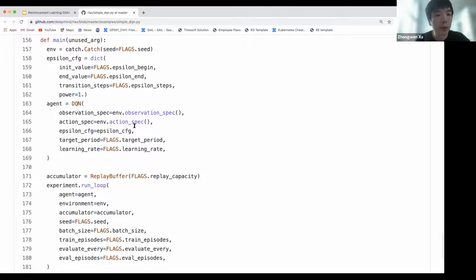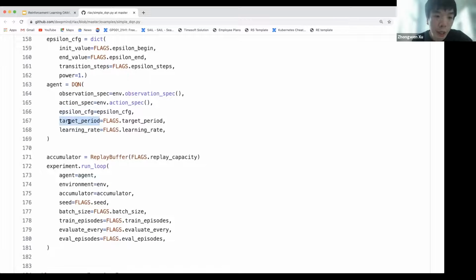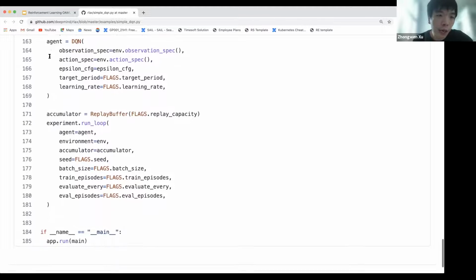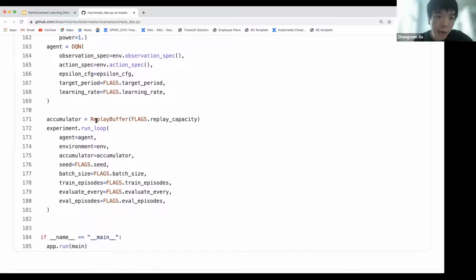So it is essential for the agent to understand what kind of actions it can perform so that it can interact with the environment. And then the epsilon here is just for the epsilon greedy we mentioned in the lecture. The target period is the period to perform the target network update. And the learning rate is for the optimizer. So after that, we obtain an instance of the agent, and we instantiate a replay buffer. Another experiment can run in a run loop. It's basically performing the interaction between the agent and the environment and then performing the learning.